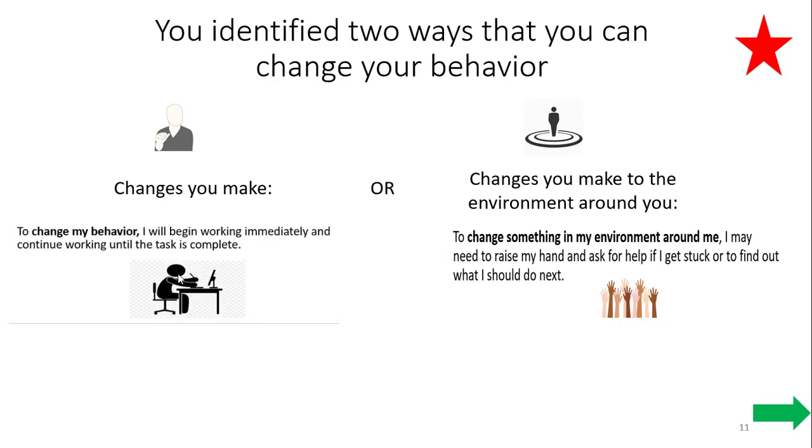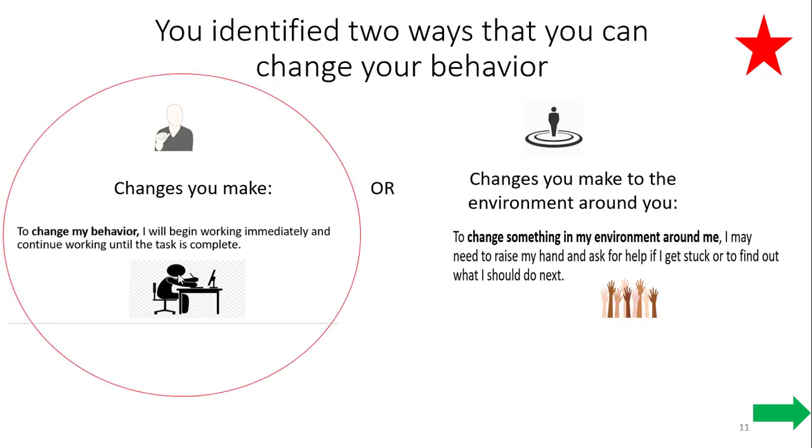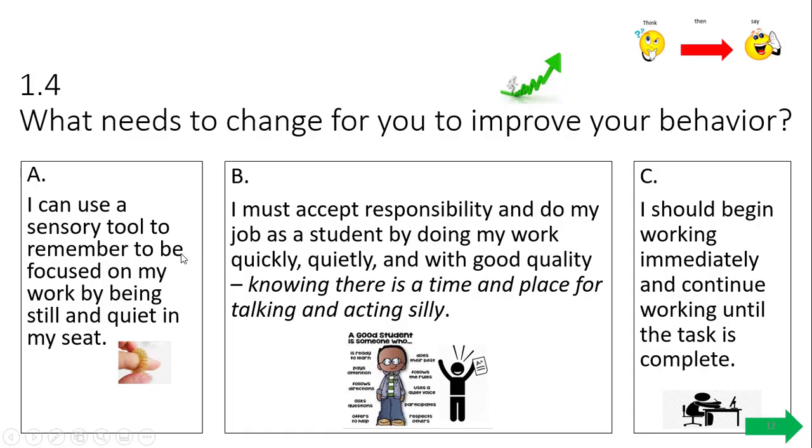So be sure it's in your brain, stuck in there, and make sure you choose that every time you see it. The changes that you make have to do with addressing your need, and this has to do with setting your behavior goal. All right, check out all of your symbols and look at all of your answer choices for 1.4. What needs to change for you to improve your behavior?